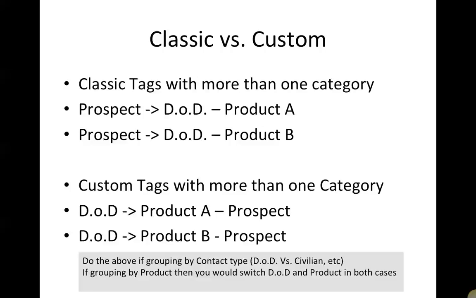Okay, so same thing with the custom tags. If we're doing it around a customer segment like DoD, then DoD would be the category, and the tag would be product A dash prospect. If you were doing this in a different way, where the product was the main thing you were organizing around, as opposed to the business segment type, you would just swap product and DoD. So product A, whatever it was called, and DoD, the customer segment. You would just swap those, and then you can have everything organized by that. Again, it's just a matter of which one is bigger, which one is the higher level. And whichever one is the higher level, that's ultimately what you're going to want to have as your category.